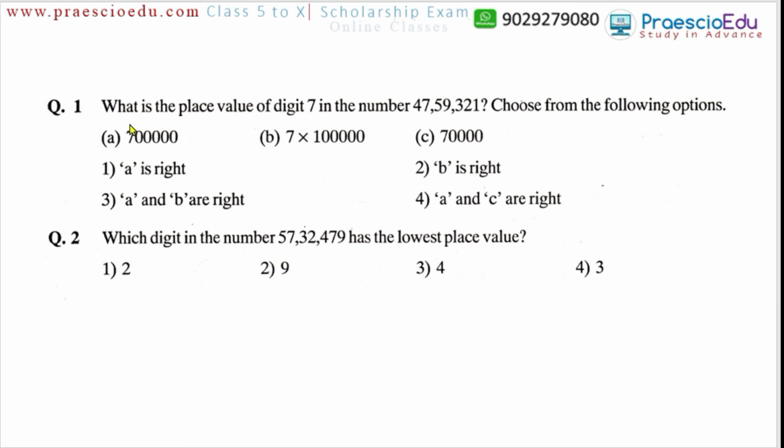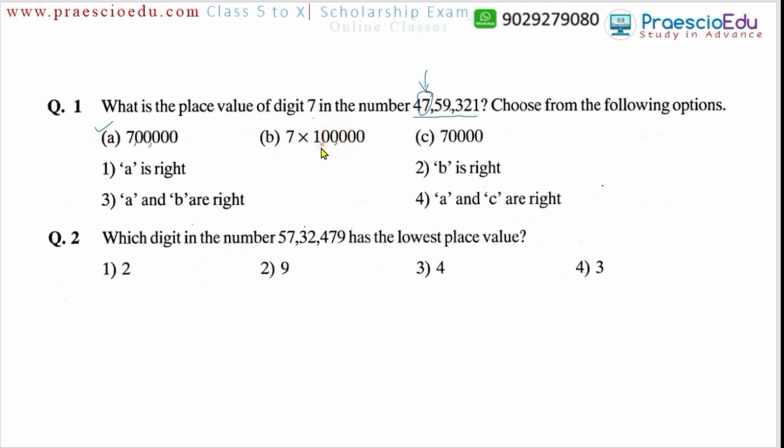Question one is: what is the place value of digit 7 in a number? In this number, the digit 7 is here, which means 7 lakh. As per the commas: one unit, then tens, hundreds, thousand, 10,000, and this is the lakh. Choose from the following options. So here 7 lakhs, so A is the correct one.